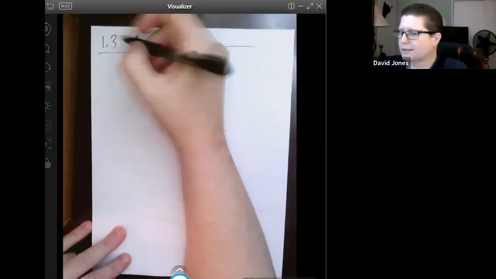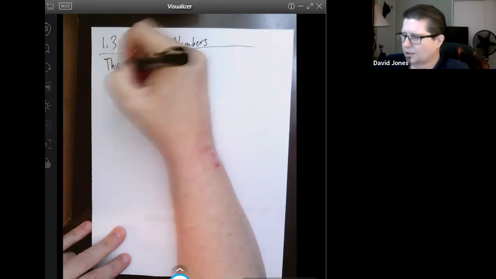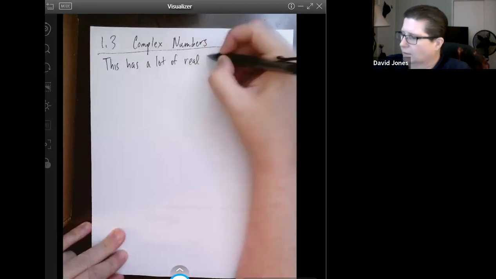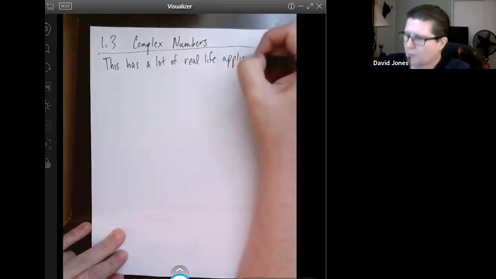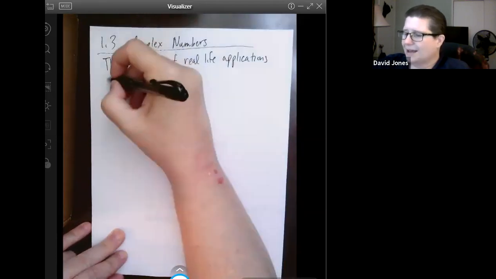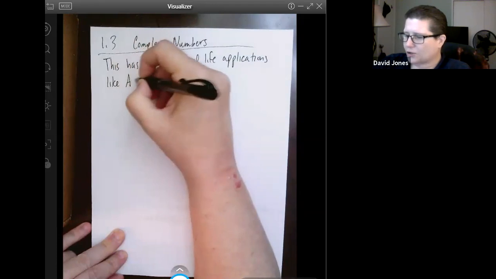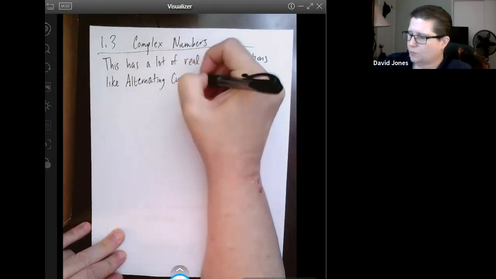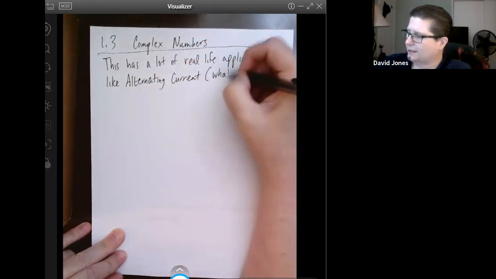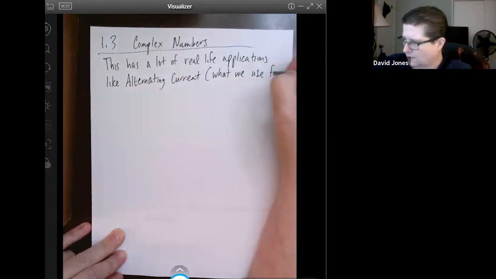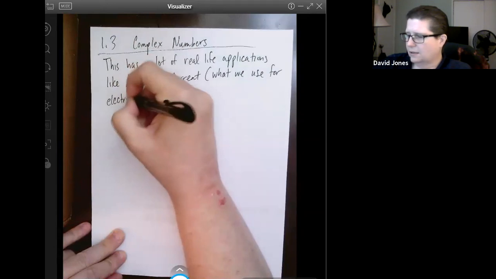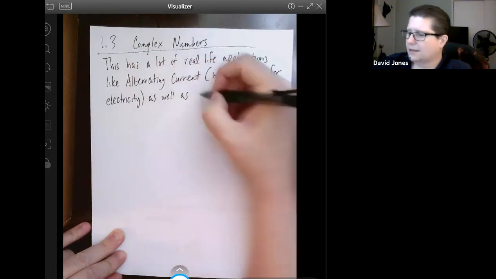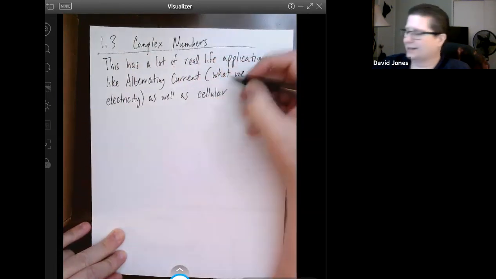And why should you care about these? This has a lot of real-life applications, or shows up in real-life applications like alternating current, which is what homes use for electricity, as well as cellular and wireless technology.